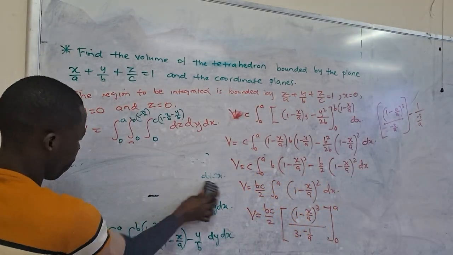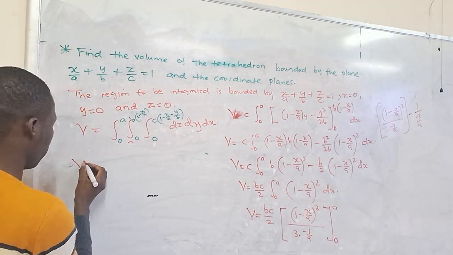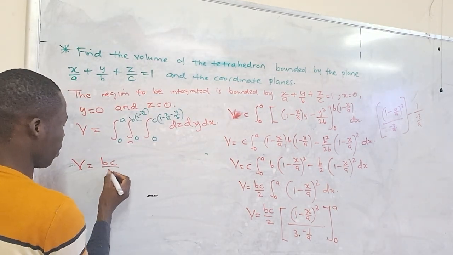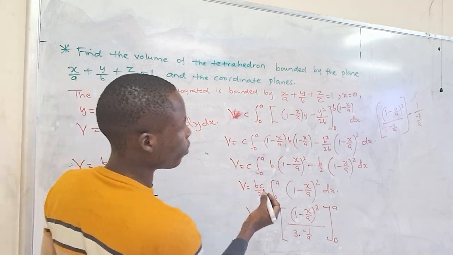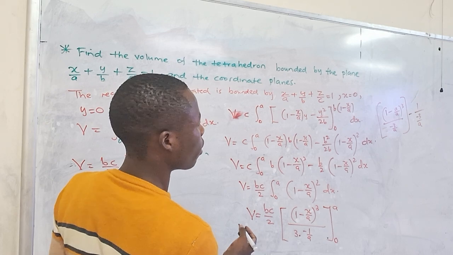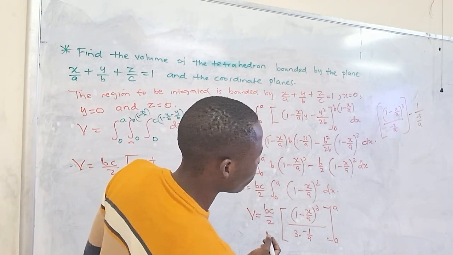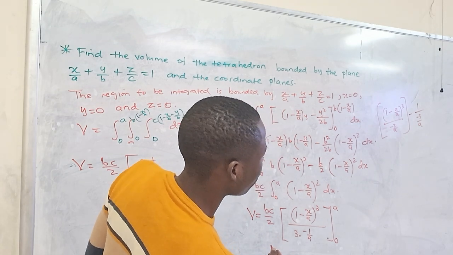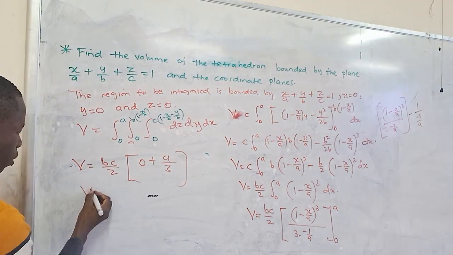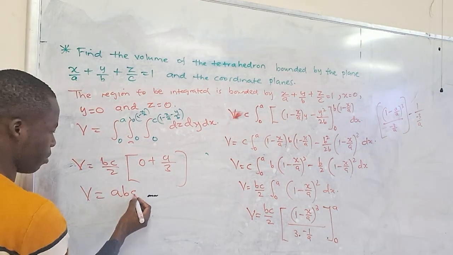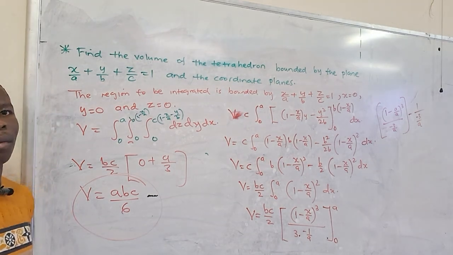This is now V is equal to bc by 2 into, this is 0, and this is 0 plus a by 3. Now V is equal to abc by 6. This is the final answer.